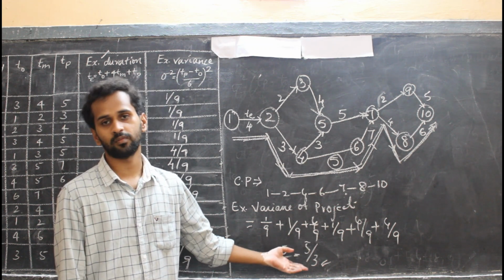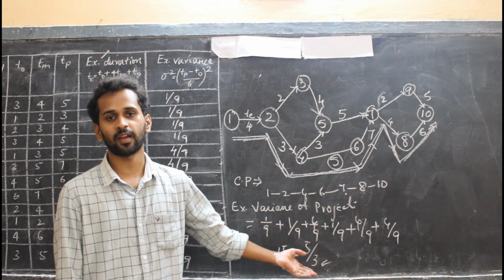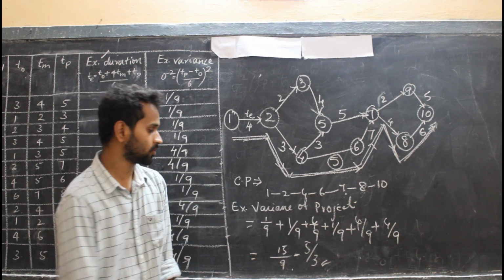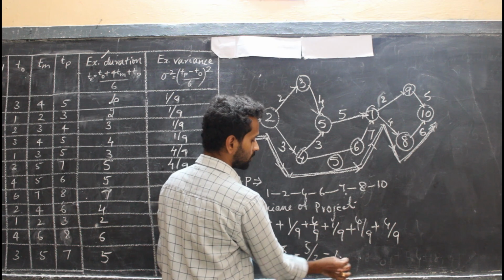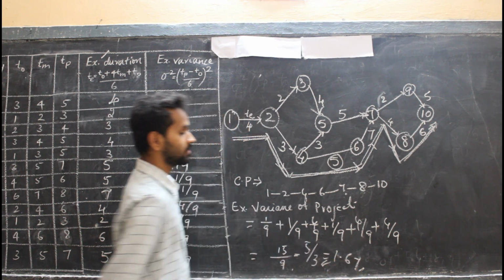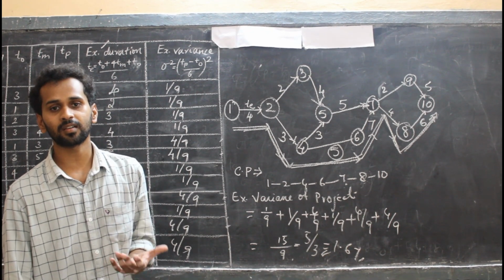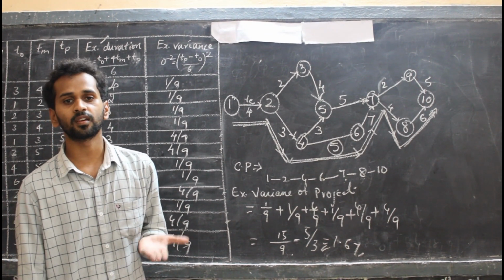You can keep it as a fraction, or you can convert it to a decimal as 1.67. So 5 by 3 is equal to 1.67, which can also be given as the solution for the problem. So this is the way we can start our PERT method for any given problem network.